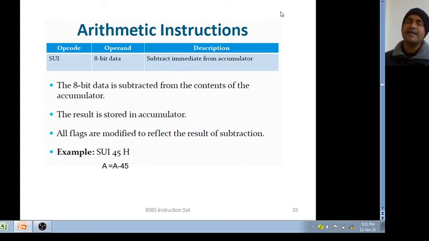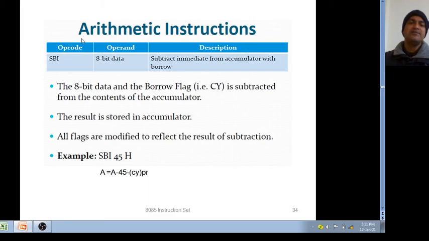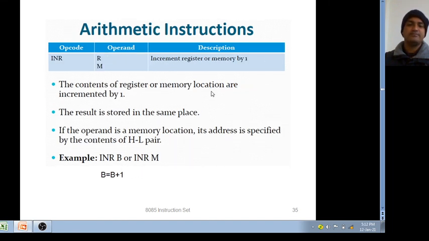45 is subtracted from A and again it stores the result. Similarly for borrow flag or you can say carry flag, SBI 8-bit data. For example, SBI 45. What will it do? SBI 45 means A equal to A minus 45 minus CY previous. Again it affects the flag register.